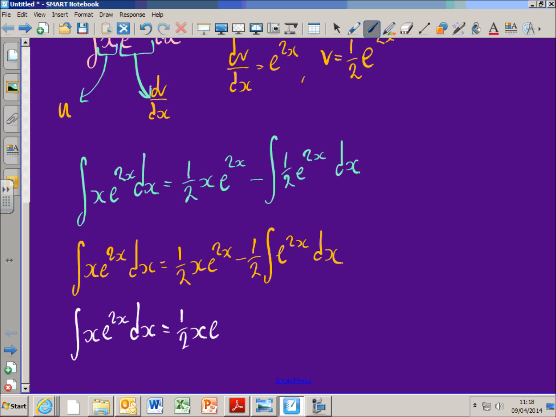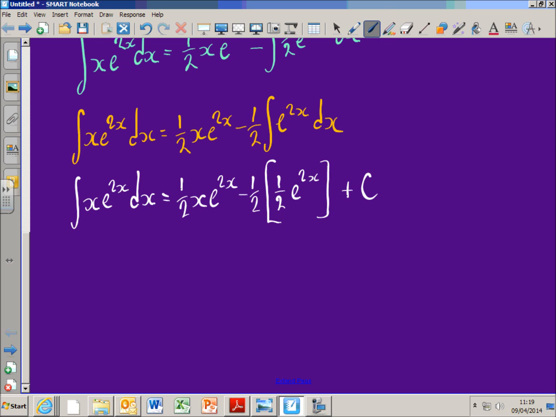This is all the same. What's this bit? What's the integration of e to the 2x? We've actually already done it once, I think. E to the 2x, yeah. So I've got this minus 1/2, because that's in front, and the integration of e to the 2x is 1/2 e to the 2x. Okay? Plus c, right? Okay, and all I have to do now is just tidy this up a little bit. So I've got 1/2 x e to the 2x minus 1/4 e to the 2x plus c.